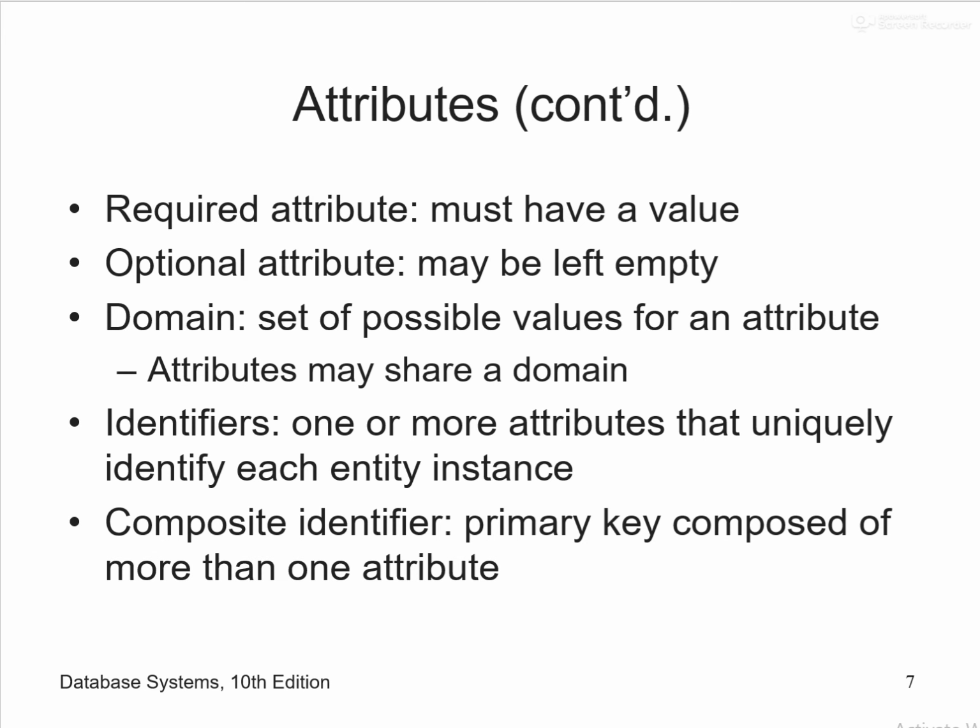Like student ID or customer ID, these values are unique, so these can be used as the identifier. And in the relational model, these identifiers are called the primary key of the table. We use the term primary key. Primary key is the identifier which uniquely identifies each entity instance. These identifiers can consist of one attribute or more attributes. So we call it a composite identifier if the primary key consists of more than one attribute.